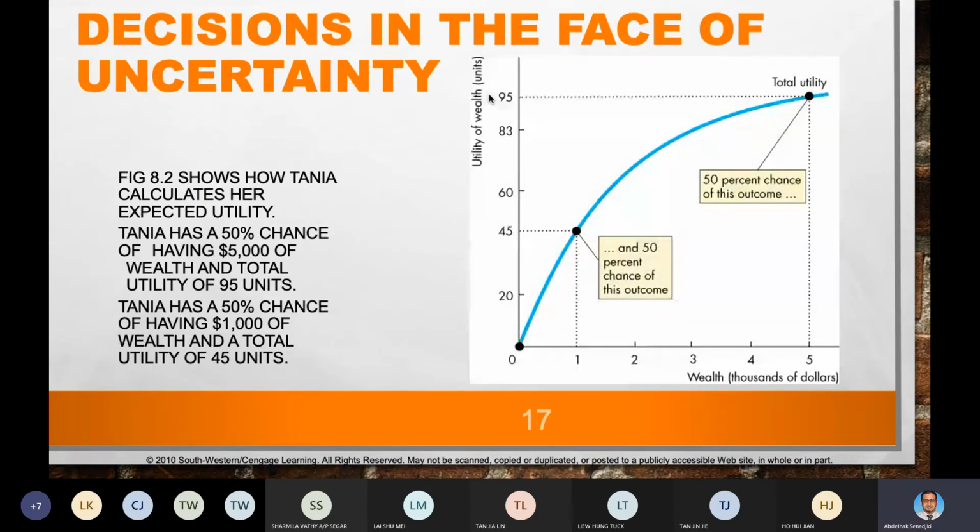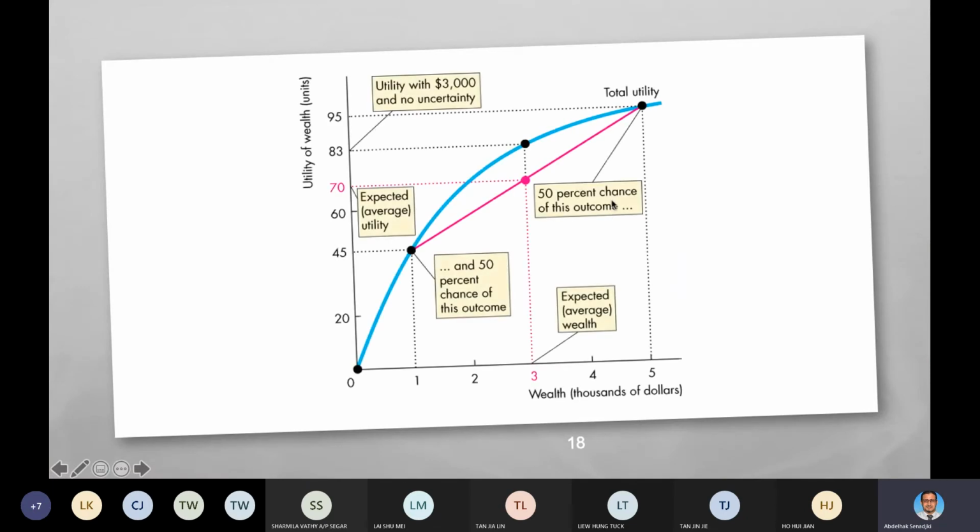This figure also shows how Tina calculates her expected utility. Remember, Tina has a 50% chance of having 5,000 of wealth with a total utility of 95. And she also has a 50% chance of having 1,000 with a total utility of 45. So in order to calculate the utility, we draw this line, and this will be the line of utility of the average. Once the average wealth is 3,000, we put it here. In uncertainty, it will give us 70. So the expected average utility will be 70.